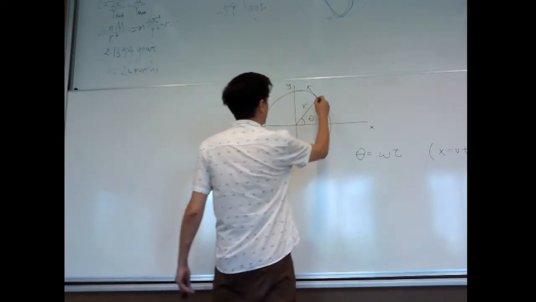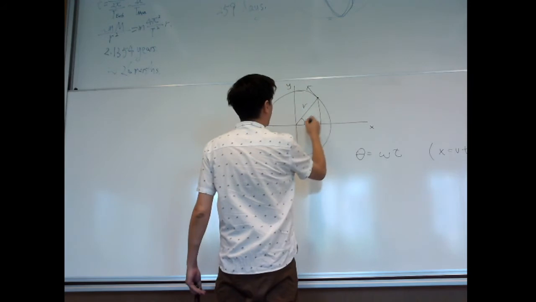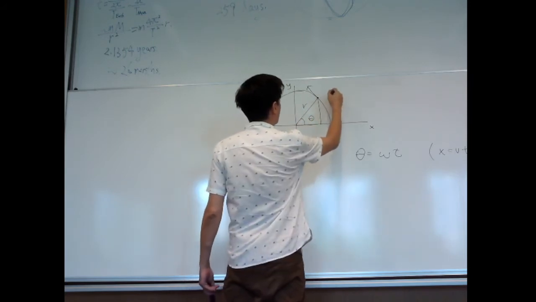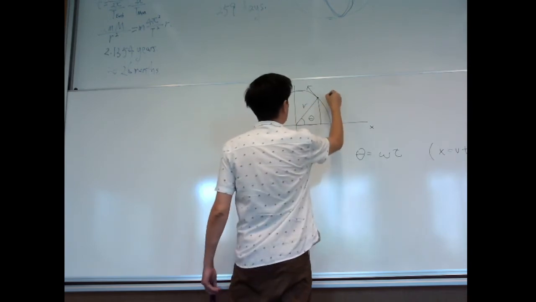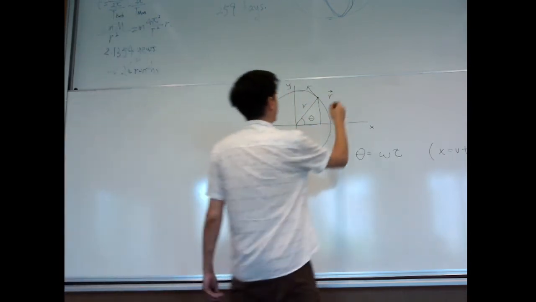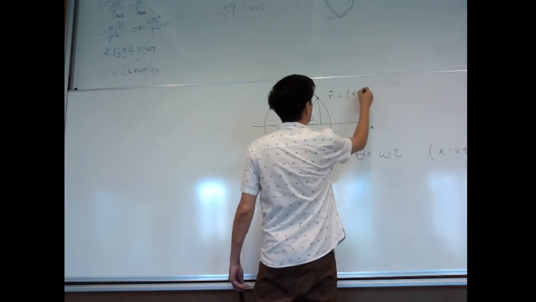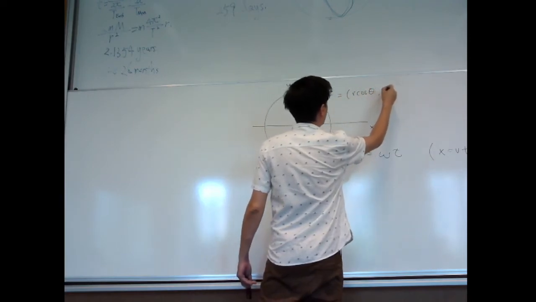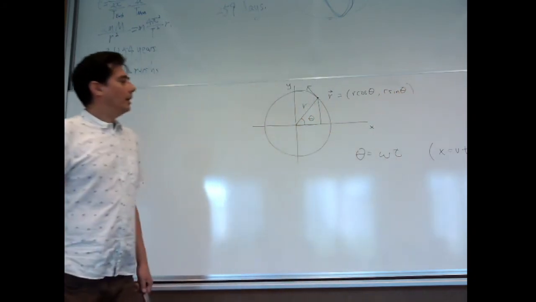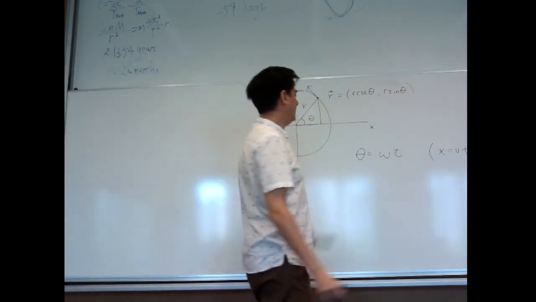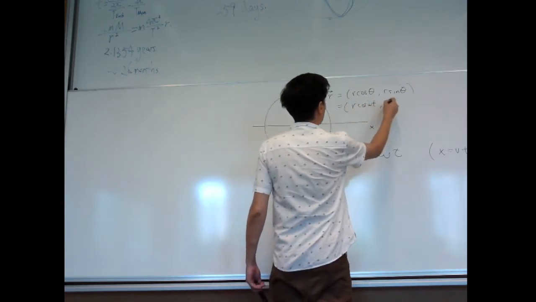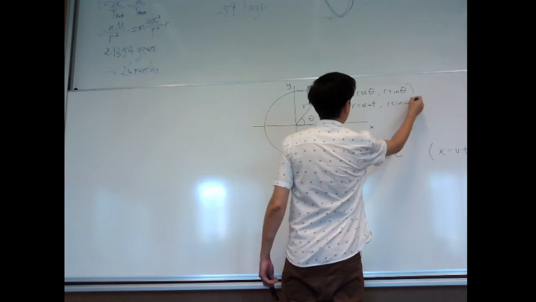And then just from trigonometry, we can simply write down the coordinates by looking at that triangle. The position vector, which I'm calling r here, is r cos theta, r sin theta. Just trigonometry. And we've said theta is omega t, so r cos omega t, r sin omega t.